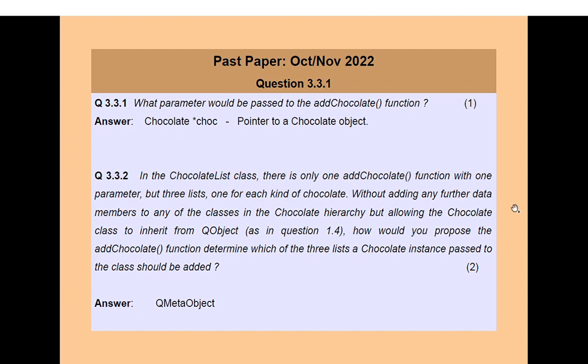Without adding any further data members to any of the classes in the chocolate hierarchy, but allowing the chocolate class to inherit from QObject, as in question 1.4, how would you propose the add chocolate function determine which of the 3 lists of chocolate instances passed to the class should be added? The short answer, and you would need to do more than this, is that you would use QMetaObject, which now becomes available because the class inherits QObject, so reflection and QMetaObject is available.